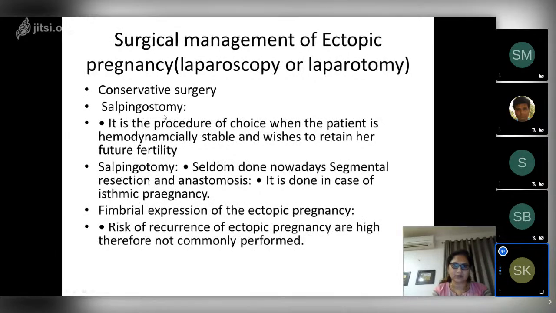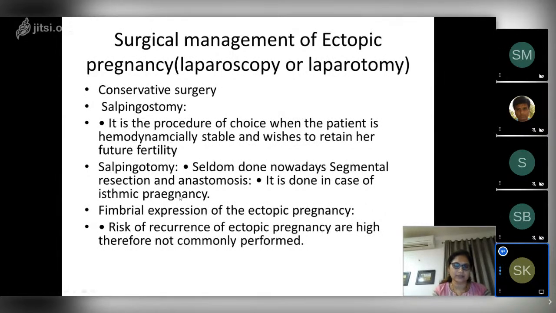So they are salpingostomy, as I discussed, where the patient is hemodynamically stable and she of course wishes to retain her future fertility, and the tube is not that damaged, so that we could continue with the salpingostomy, right? So this is one procedure. Then salpingotomy is where we open it up and then reanastomose it together. It's done very rarely nowadays, and only in case of an ischemic ectopic pregnancy is it done.